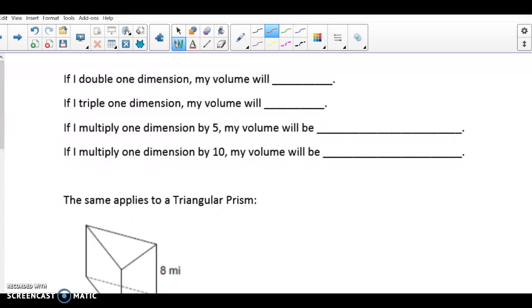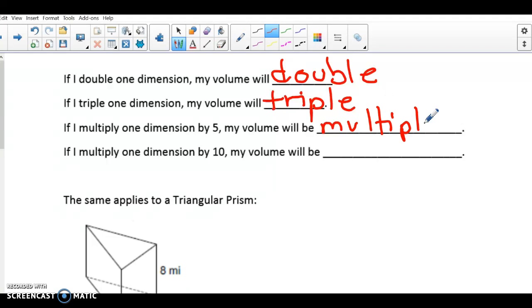So here we are at your notes page. So please take a few moments and we'll fill in those blanks. Remember, if we double one dimension, the volume will double. If we triple one dimension, the volume will triple. If we multiply one of the dimensions by 5, the volume will be multiplied by 5. And if we multiply one of the dimensions by 10, the volume will be multiplied by 10.